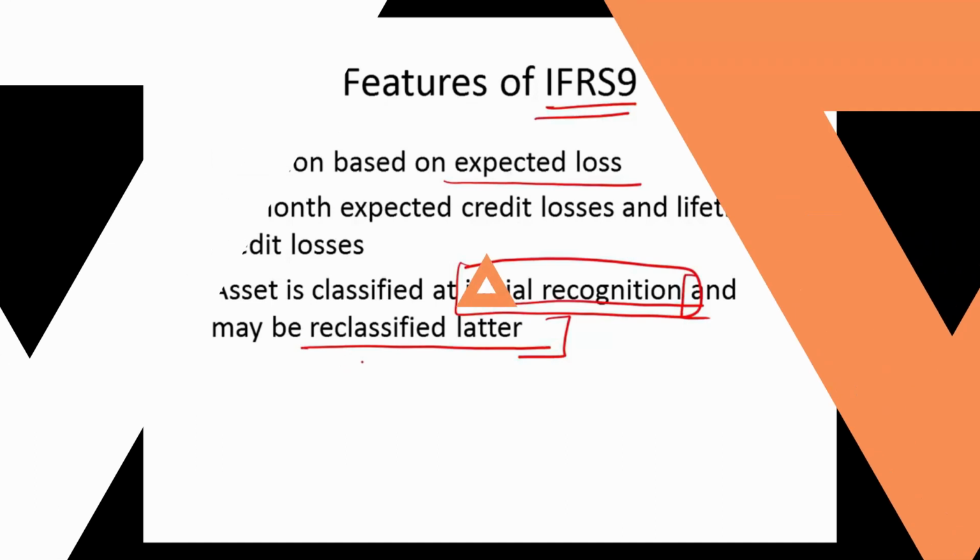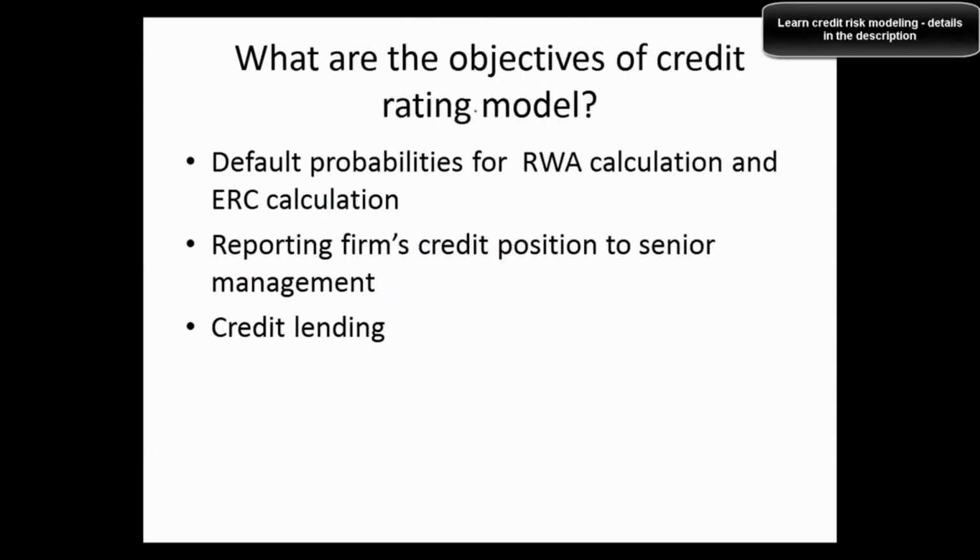What are the objectives of building a credit rating model? Simple questions, straightforward answers. Default probability calculation for RWA calculations and ERC, economic risk capital calculations. Reporting firms' credit positions to senior management also helps.